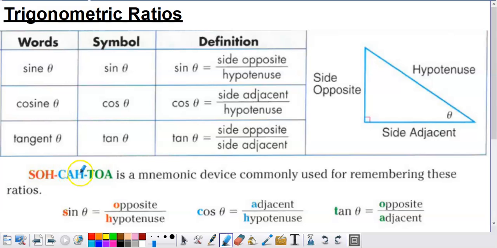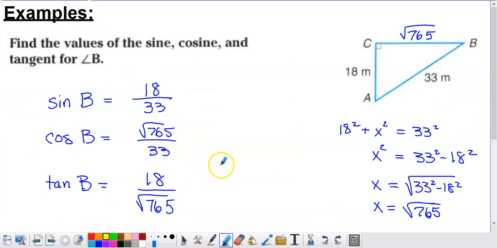Cosine is adjacent divided by hypotenuse, and tangent is opposite divided by adjacent. So we'll go ahead and do one example, and then we'll close this video out. So here's an example that asks us to find the values of sine, cosine, and tangent for angle B.